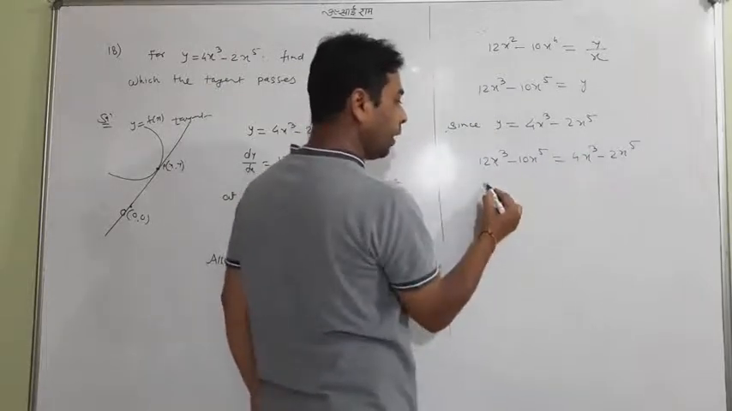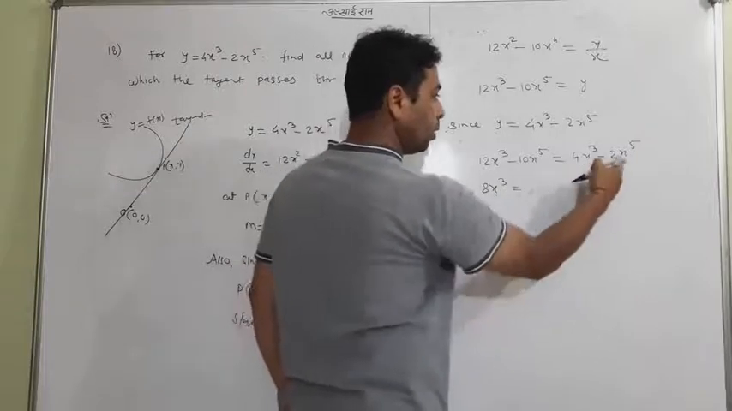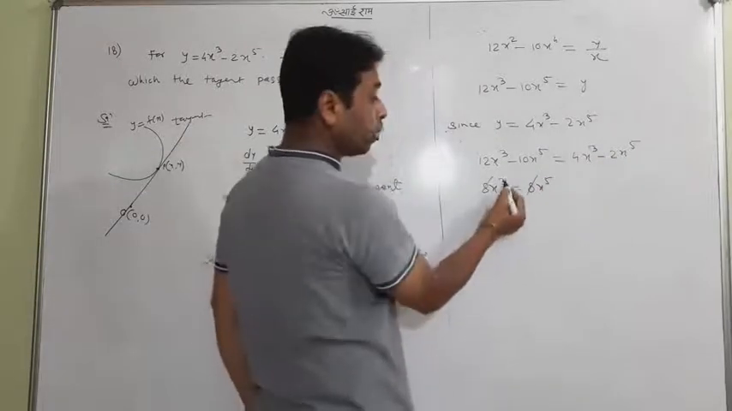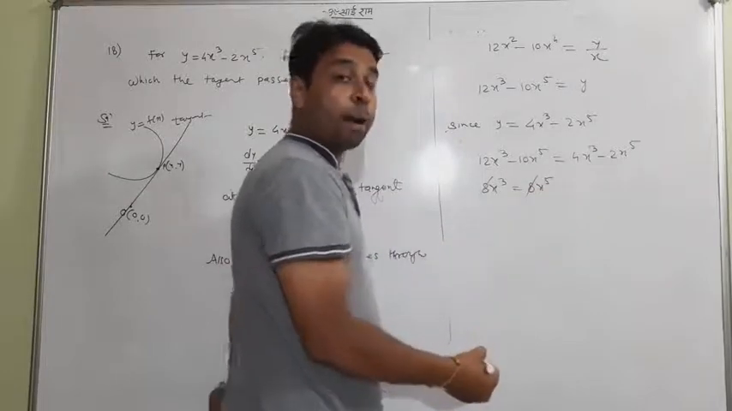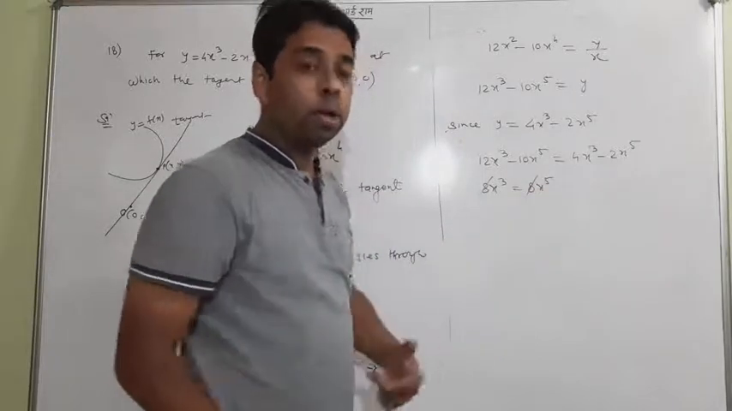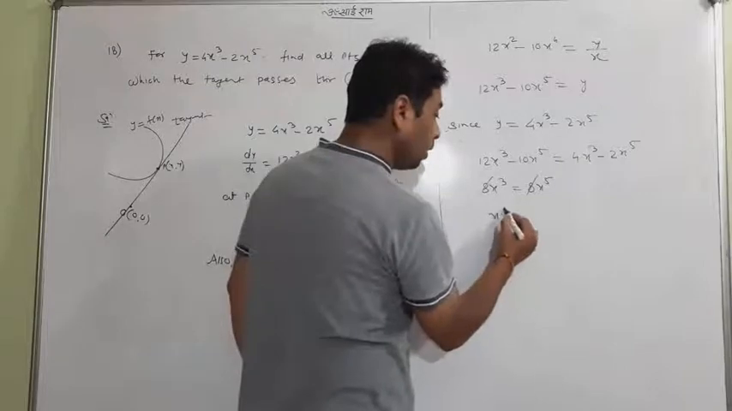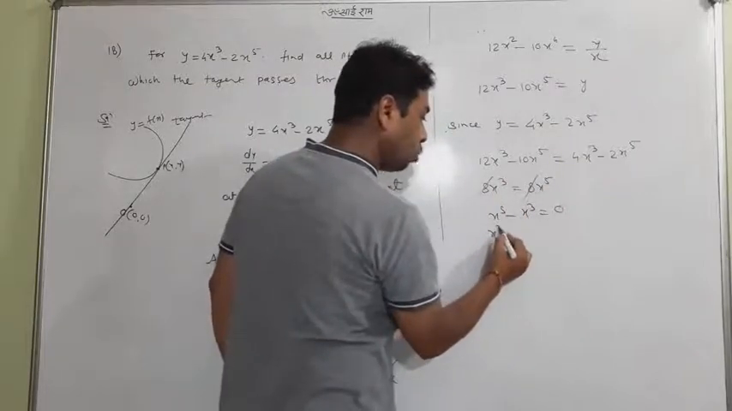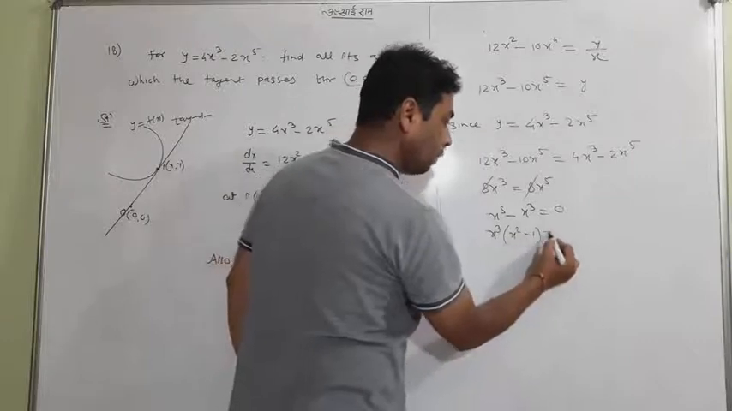12 minus 4, 8x³ is equal to this minus this, which will be 8x⁵. 8 and 8 cancel. Don't try to cancel 3 and 5. Powers never cancel, but we have an option actually. What kind of option? x⁵ minus x³ is equal to 0. x³ is common. x² minus 1 will be 0.